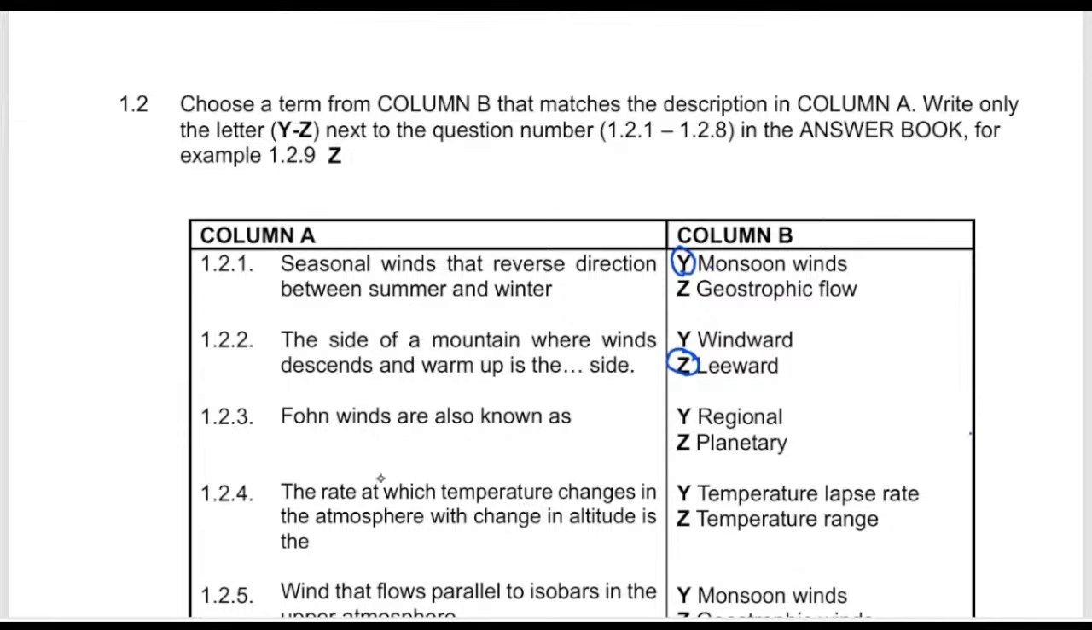Right, number 1.2.3, foehn winds, also known as the foehn winds. These are typical of regional winds. Right, I think there's need for clarity there also. You must distinguish between regional winds and planetary winds. There is a distinction there.